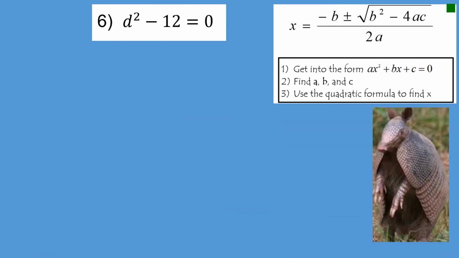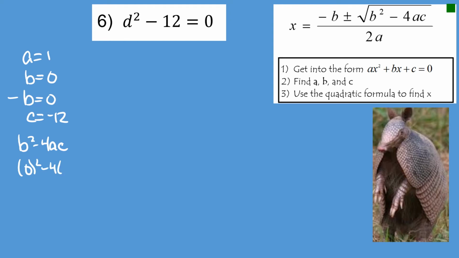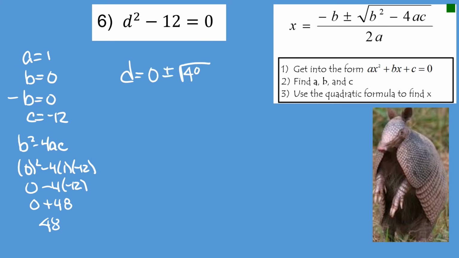Okay, number 6 is already set up equal to 0. A is 1. B is 0 because there is no coefficient of just x, making negative b also 0. C is negative 12. So when I go to b squared minus 4ac, 0 squared minus 4 times 1 times negative 12, 0 minus 4 times negative 12, 0 plus 48, so my discriminant is worth 48. So x is equal to the opposite of b, which is 0, plus or minus the square root of the discriminant, which is 48, all over 2 times a, which is 1.